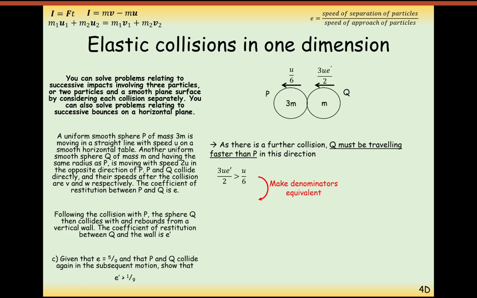Let's rearrange these as if they were equations, create common denominators, then get rid of those denominators, then divide by 9u, and we get e dash is greater than 1/9. Excellent, so there we are, that's how we do these sorts of questions.